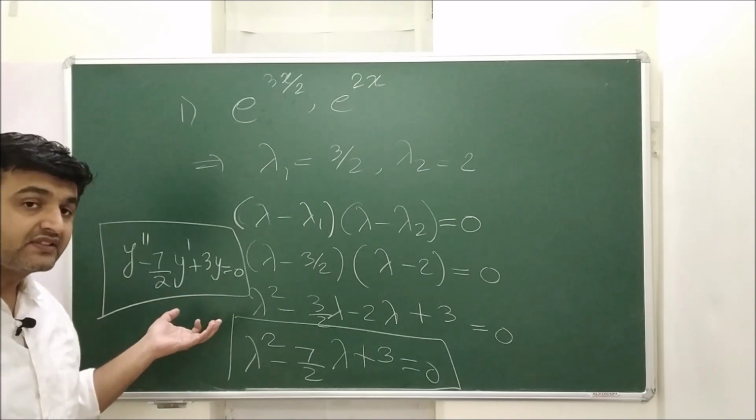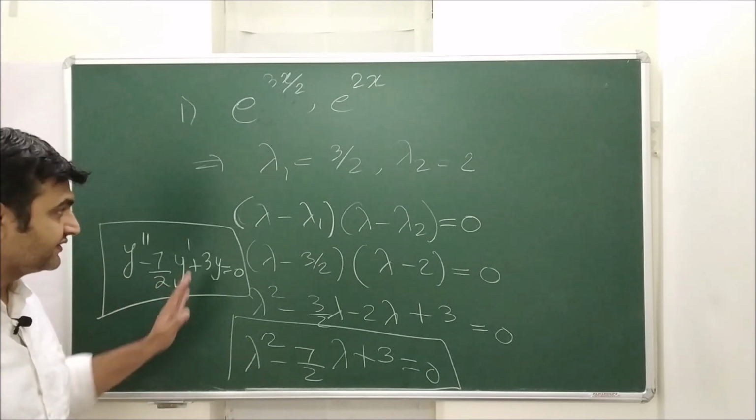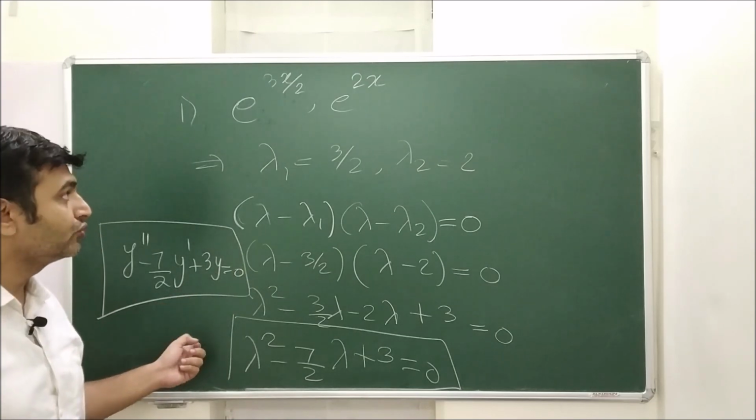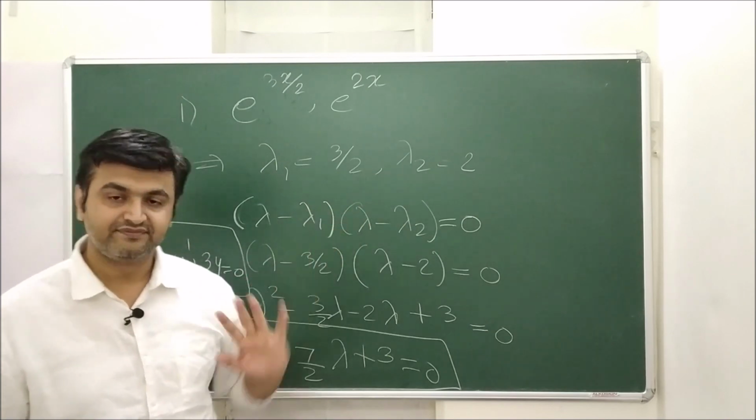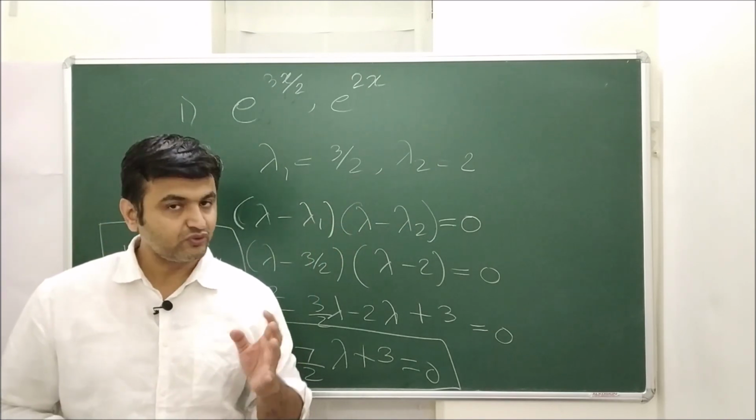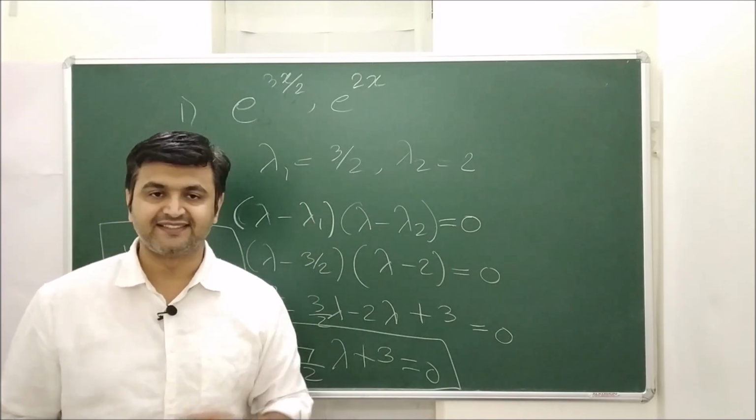So this is the required differential equation for which both the functions will act as a solution. And if you want to check your answer, you find the auxiliary equation separately, you solve it, and you should get these two as the roots. Okay, so that's how one has to solve. Let's go for the second example.